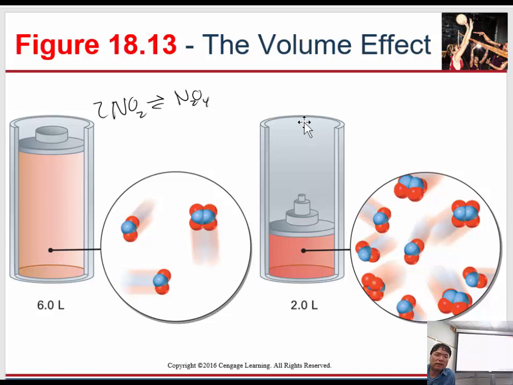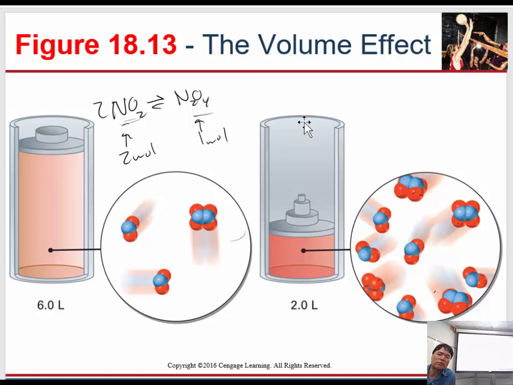And so on the left, we have 2 moles of gas. On the right, we have 1 mole of gas. And so if we decrease the volume, we're going to favor the side with fewer moles of gas, sorry. And so we'll prefer N2O4.